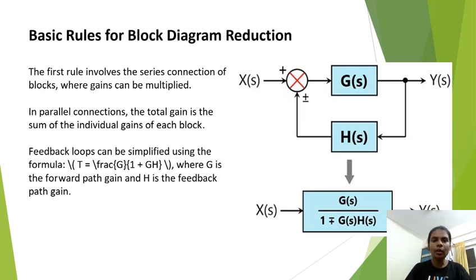Basic rules for block diagram reduction. The first rule involves the series connection of blocks, where gains are multiplied. In the series connection, the gains will be multiplied. In parallel connection, the total gain is the sum of the individual gains of each block. Feedback loops can be simplified using the formula T = G / (1 + GH), where G is the forward path gain and H is the feedback path gain.